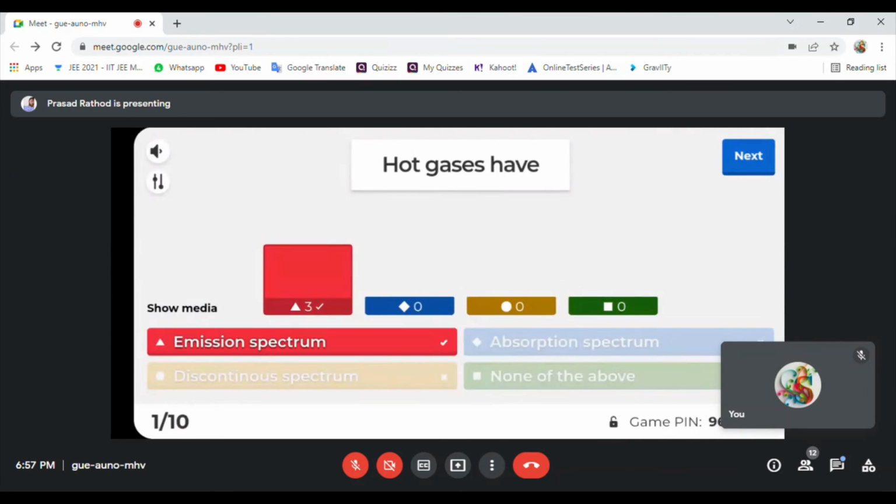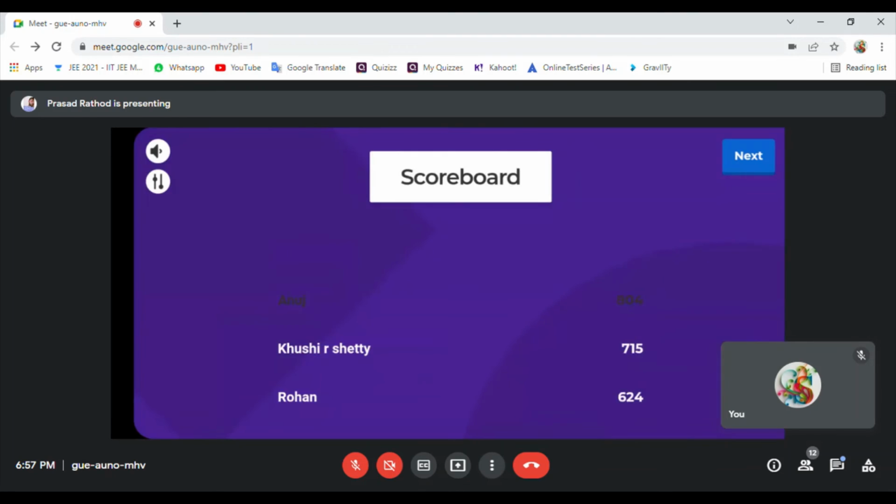Okay. So all three of you have got the correct answer, that is the emission spectrum. Let's see who is leading the scoreboard. So it's Anuj who is leading the scoreboard, followed by Khushi and then Rohan.